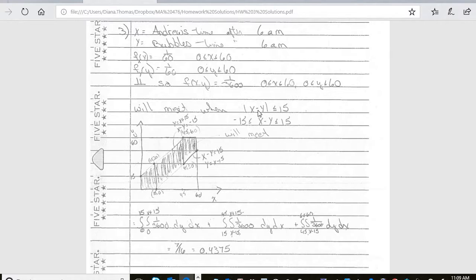And then she drew out when this is going to happen, and it turns out you're boxed in by the box of 60 minutes, and you're also boxed in by these lines. And so you're really looking for the shaded area in between.